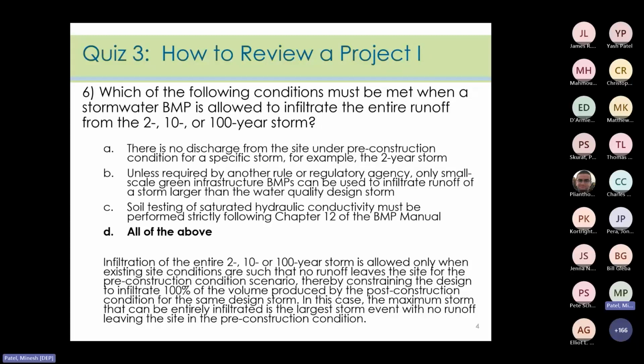And the answers for B and C paraphrase what is found in the rules. Only small-scale BMPs can be used to infiltrate runoff of a storm larger than the water quality design storm, unless required by another rule or agency. And soil testing of saturated hydraulic conductivity must be performed strictly following Chapter 12 of the BMP manual.